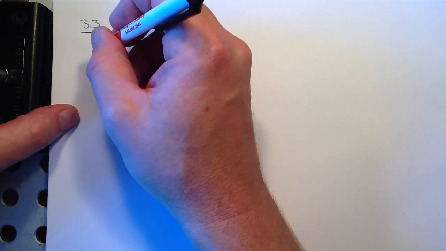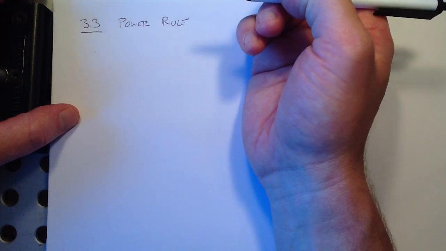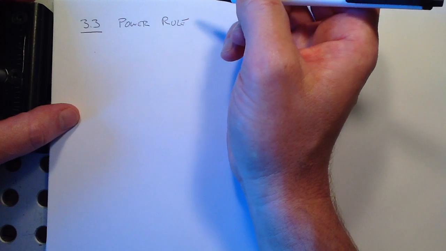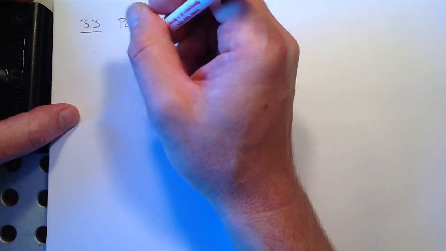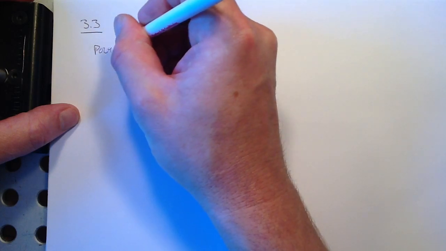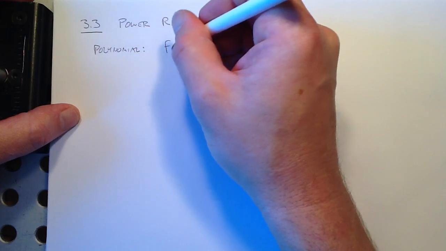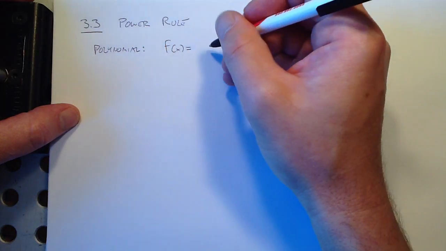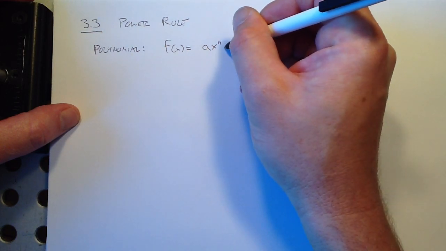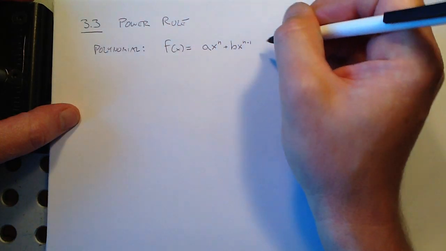Okay, so the first thing I want to consider is what patterns we notice when we take the derivative of a polynomial. You remember what a polynomial is. A polynomial is a function that looks like this, where f of x is equal to some power of x plus a number times the next power of x down.